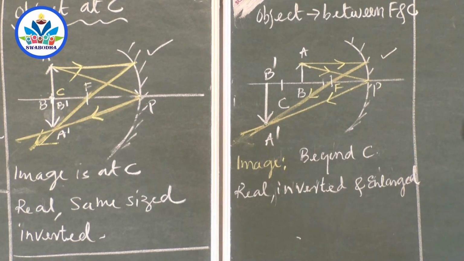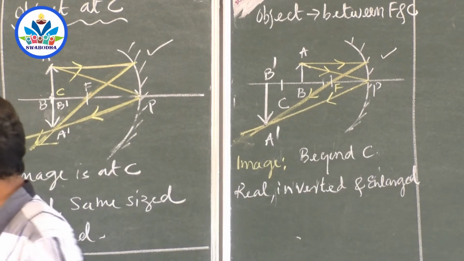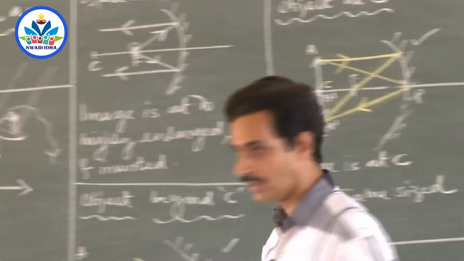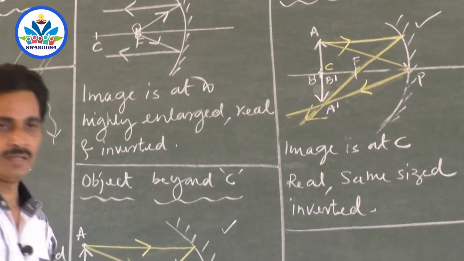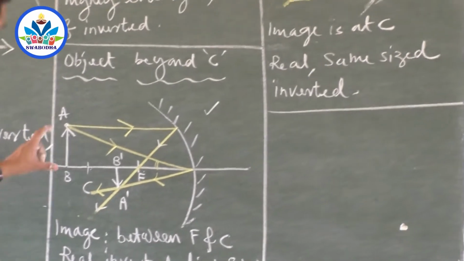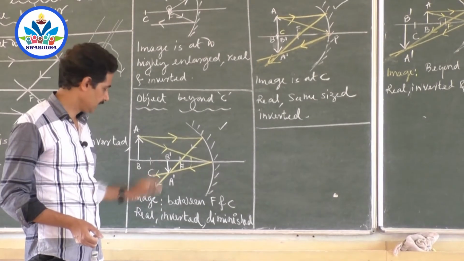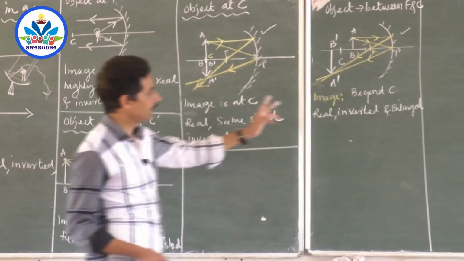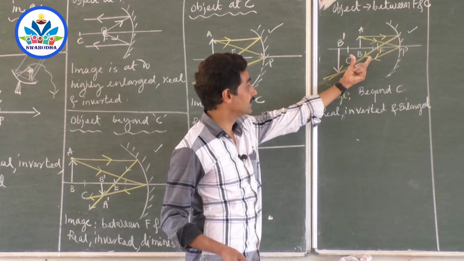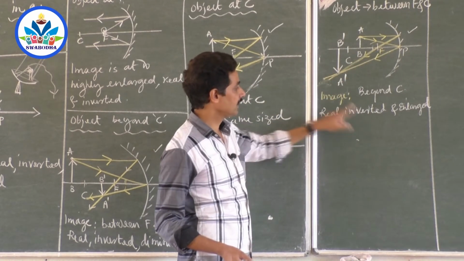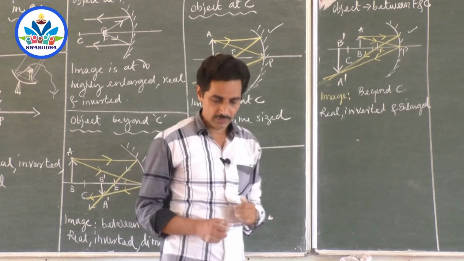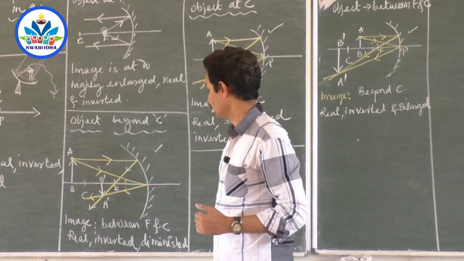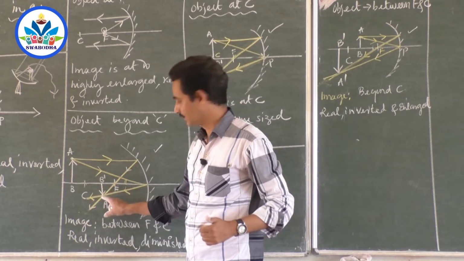Now compare this case and this case. Object between F and C here. Sorry, here, beyond C. Object between F and C and beyond C. Compare the two cases. They are quite reversed. When the object is beyond C, image is between F and C, real, inverted, diminished. In that case, when the object is between F and C, image is beyond C, real, inverted and enlarged. One thing you remember here, whatever is between F and C, it is smaller. What is here between F and C? Between F and C here is the image, smaller than the object.